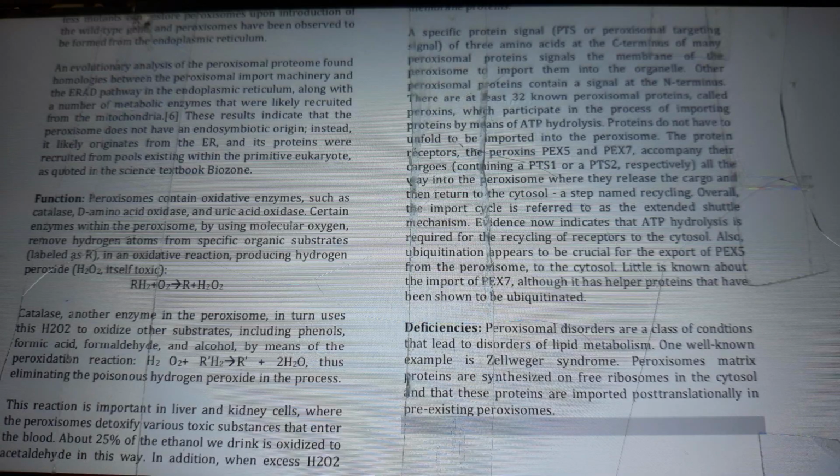A specific protein signal, PTS, or peroxisome targeting signal, of 3 amino acids at the C terminus of many peroxisomal proteins, signals the membrane of the peroxisome to import them into the organelle. Other peroxisomal proteins contain a signal at the N terminus.